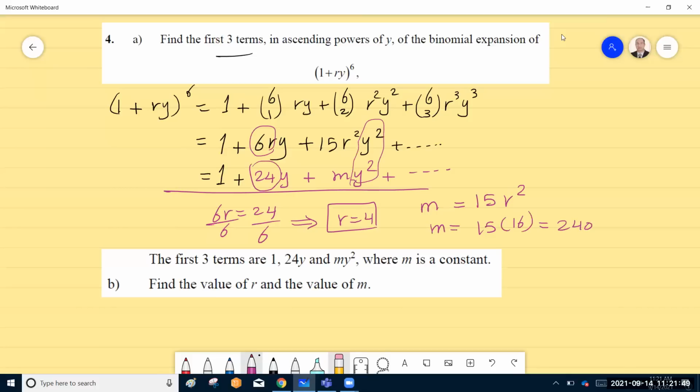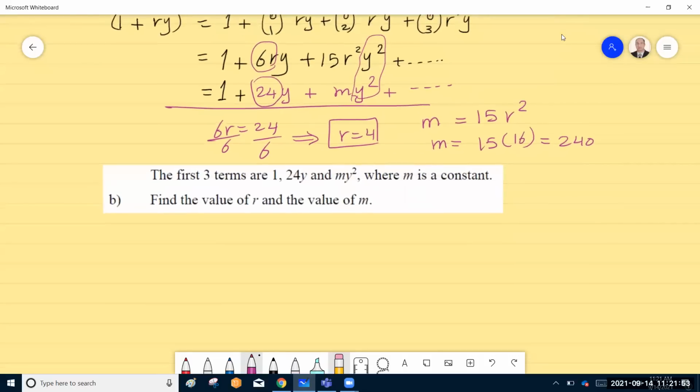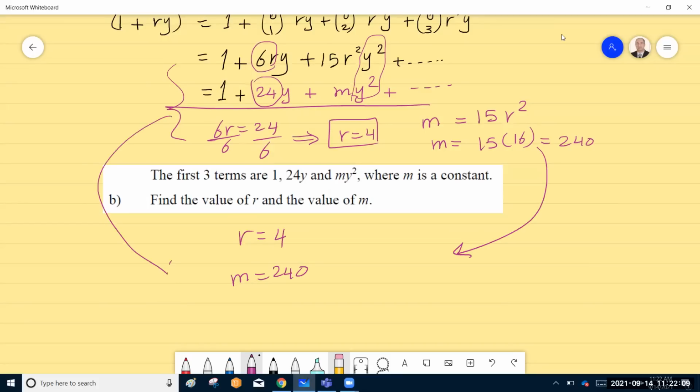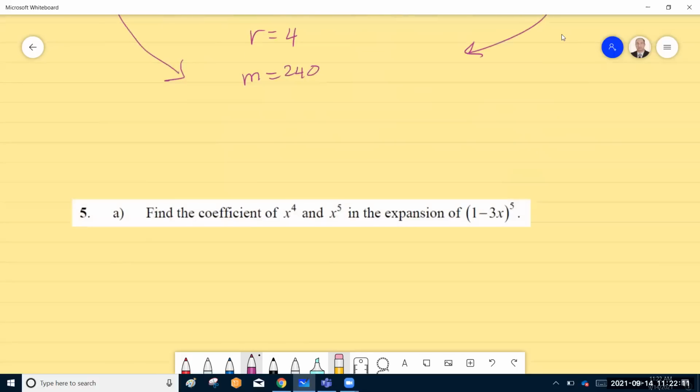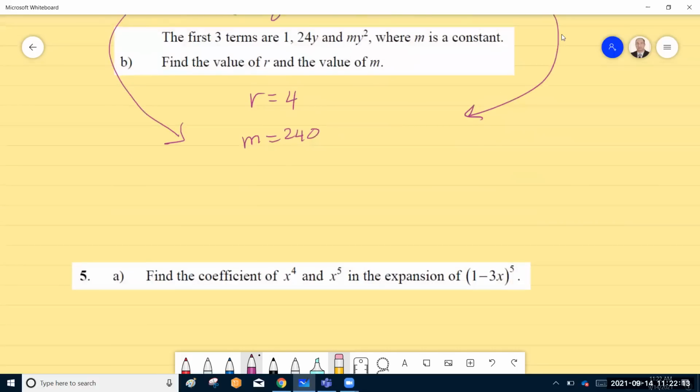Where m is a constant, find the value of r. In this part, I calculated the value of r to be 4 and the value of m is equal to 240. This part is equating the corresponding coefficients, letter B.